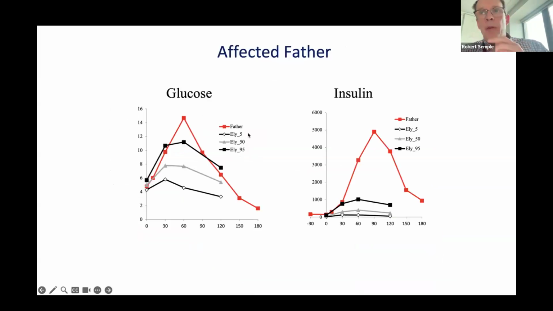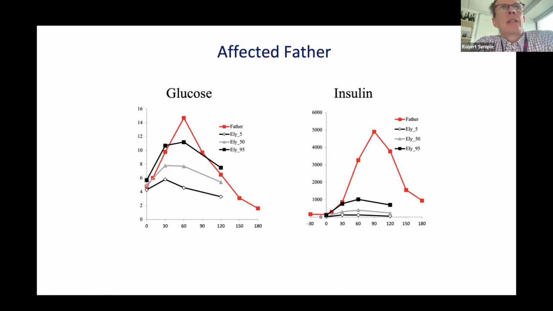Her father wasn't known to be affected. He was a builder, a very active man, except he did say that he absolutely knew he needed to take a mid-morning snack to the building site because he felt very wobbly and unwell about 11 o'clock in the morning, and he was worried he might fall off the scaffolding.